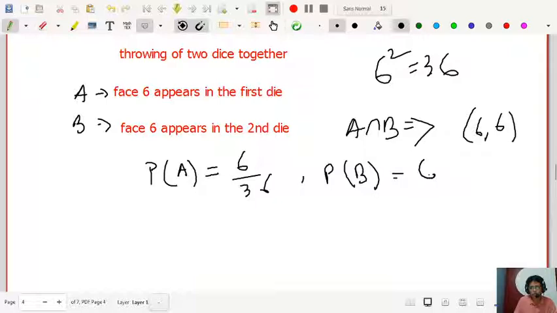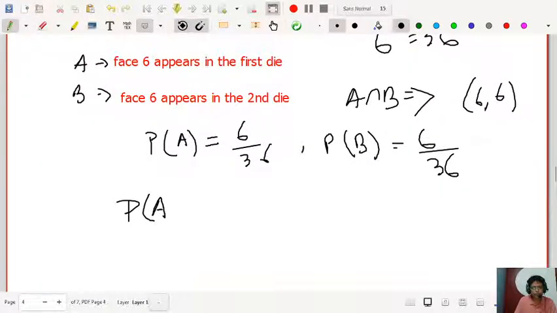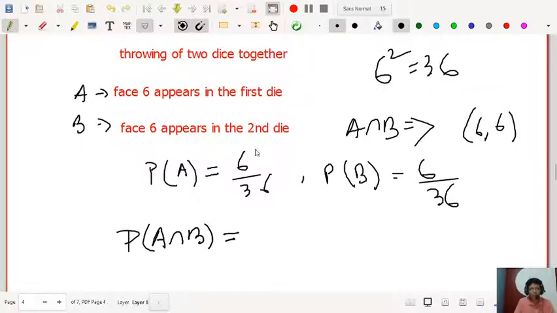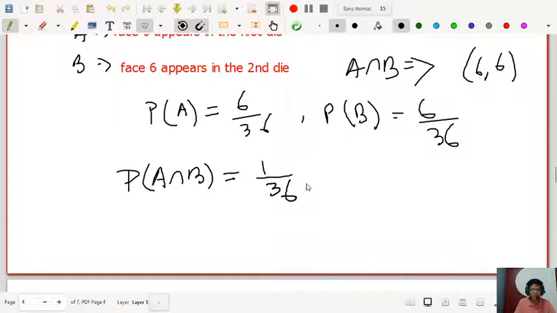Now, what is your probability of A intersection B? Look at that. If you combine these two, 6 appears in the first die and 6 appears in the second die. So that constitutes only one point. Only one case, (6, 6). So 1 by 36, right? And that is equal to 1 by 6 into 1 by 6. That is equal to nothing but your probability of A into probability of B.